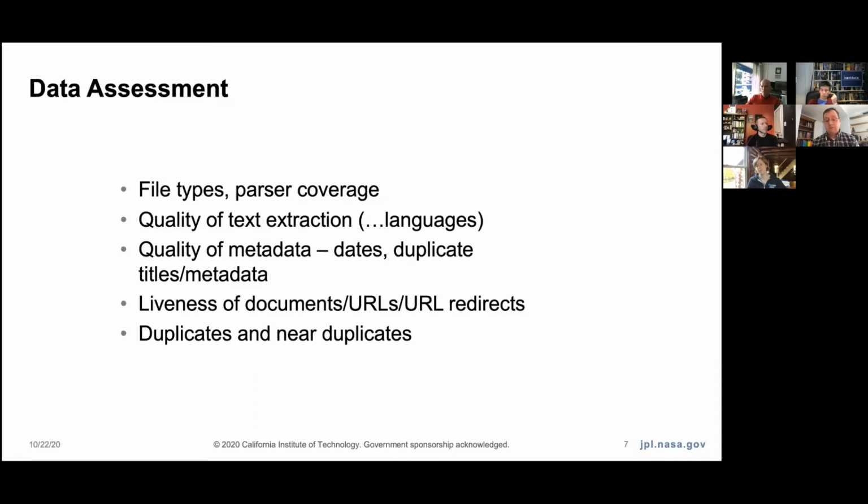Liveness of documents and URLs. How well is the search system capturing updates, deletions, modifications, and insertions to the underlying document store? And then of course duplicates and near duplicates. So what I'm doing is just trying to situate this one little talk in a larger framework of things that one can do in looking at a search system to try to find areas for improvement.